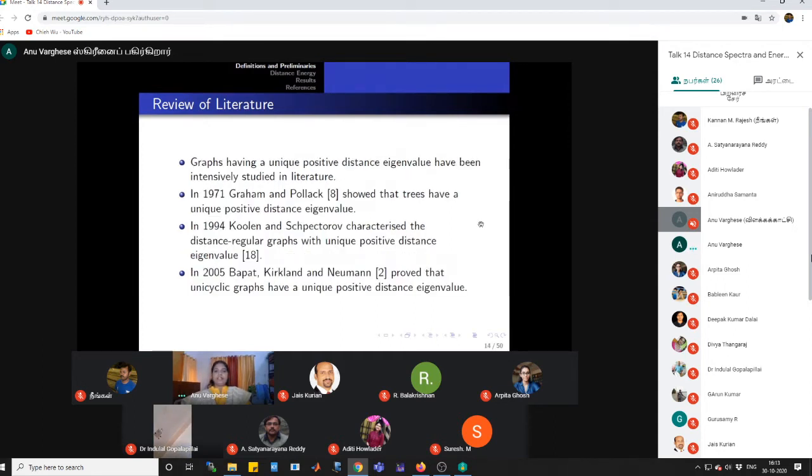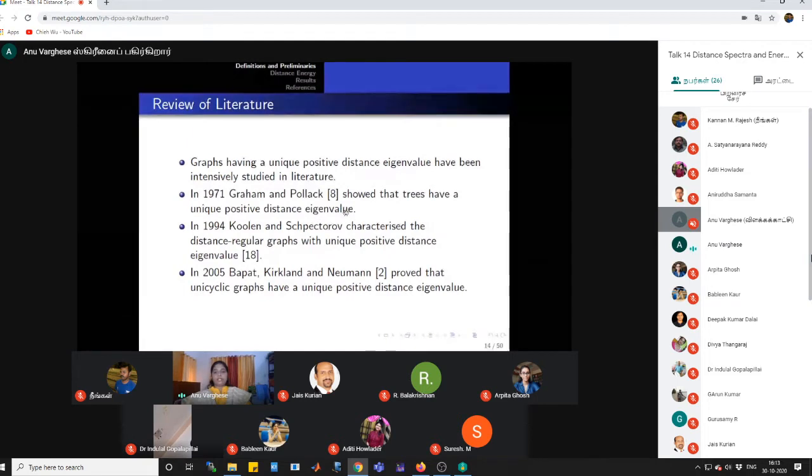Next are the graphs with a unique positive eigenvalue. In the case of distance energy, graphs with a unique positive eigenvalue have much advantage in studying the distance energy. We have some examples of graphs with a unique positive distance eigenvalue.